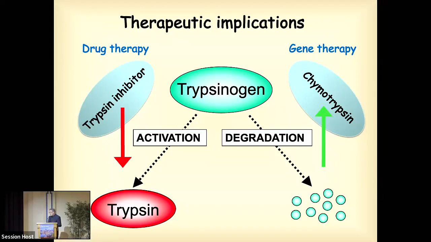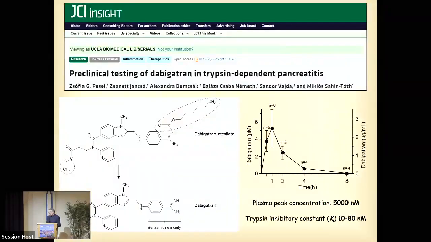The other possibility is, since chymotrypsin is protective, we can increase chymotrypsin activity in the pancreas through gene therapy. This is very theoretical at this point, but maybe in the near future, we can explore this more. I'll show you one recent example, what we've done testing dabigatran using these newer models.